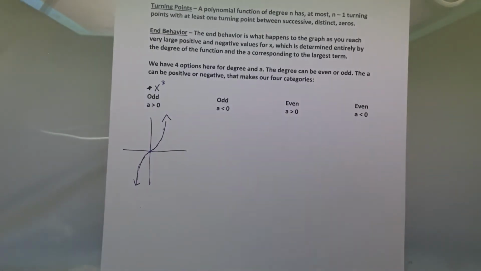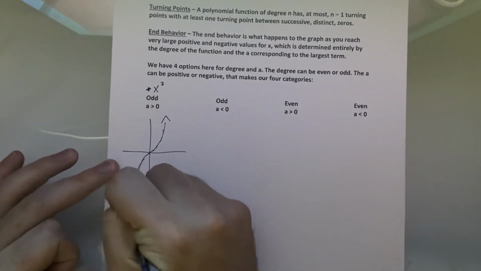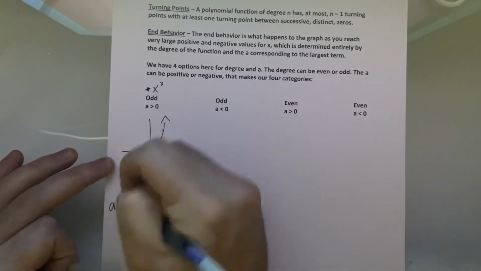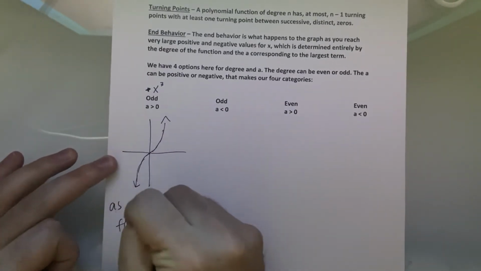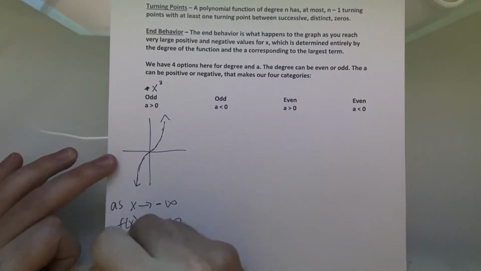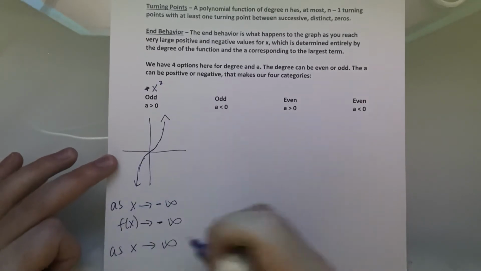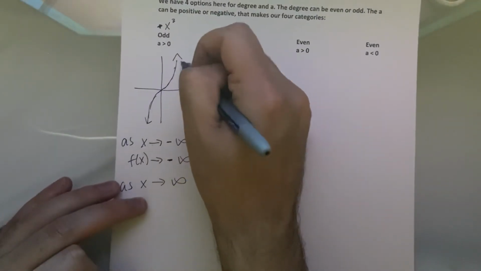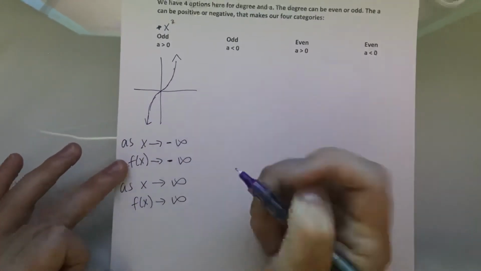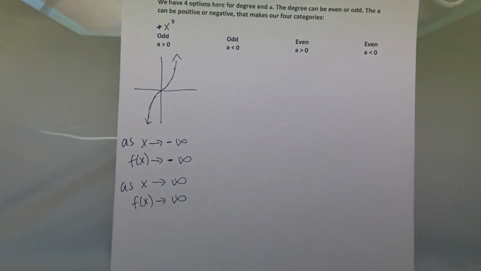So let's talk about what it's doing as it goes to the left and to the right. As x goes to negative infinity, so as x is going to the left, our function f of x is going down, which is also to negative infinity. But as x is going to the right, to positive infinity, as we go right, our function is going up. f of x goes to positive infinity. So this is how you would write your end behavior.